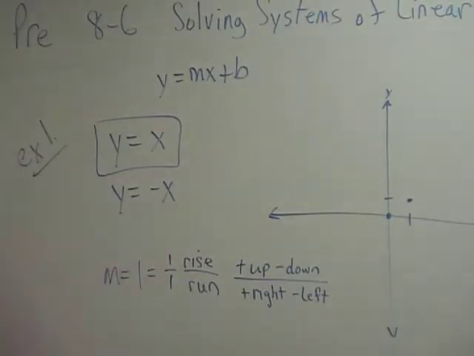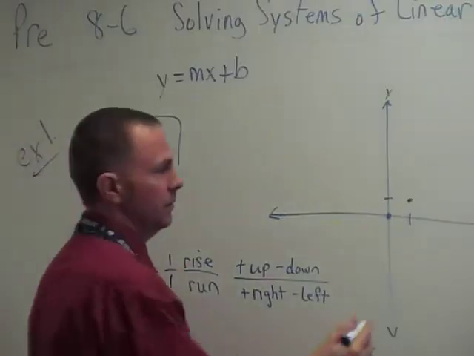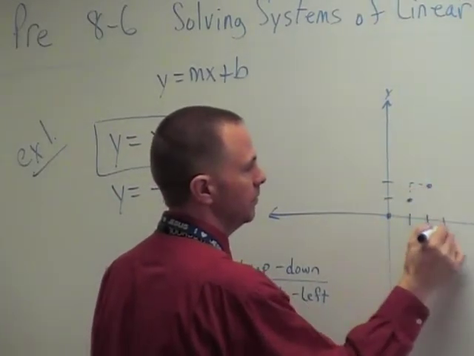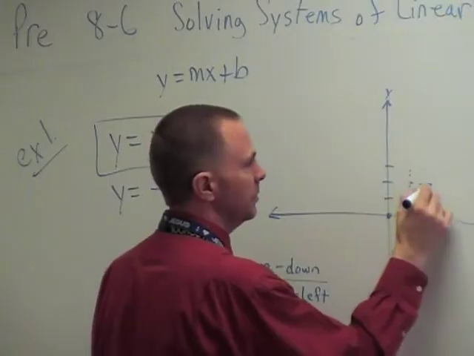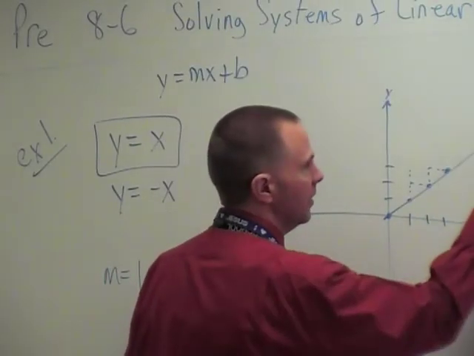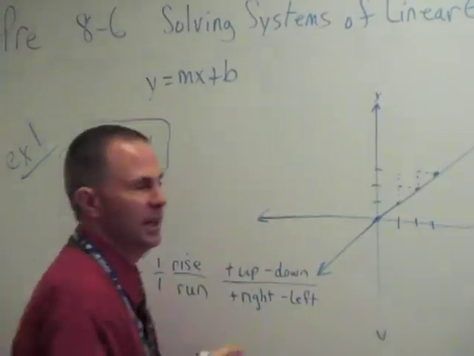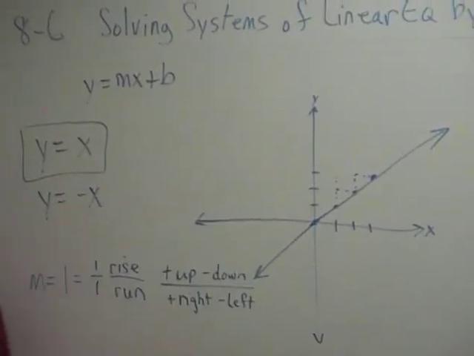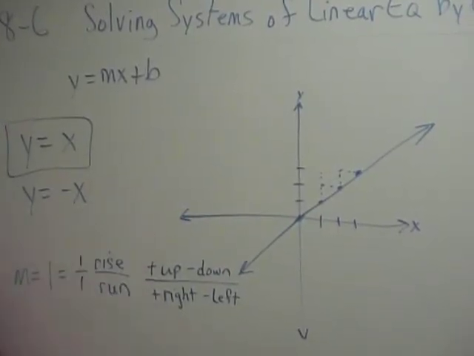Now, if you don't have graph paper, and even if you do have graph paper, it's very smart to do this. Continue going. Rise 1, run 1. Rise 1, run 1. And you just keep going. That way you know you're making an accurate graph. If you're doing it freehand like I am, you want to do this. And not only that, but go backwards.